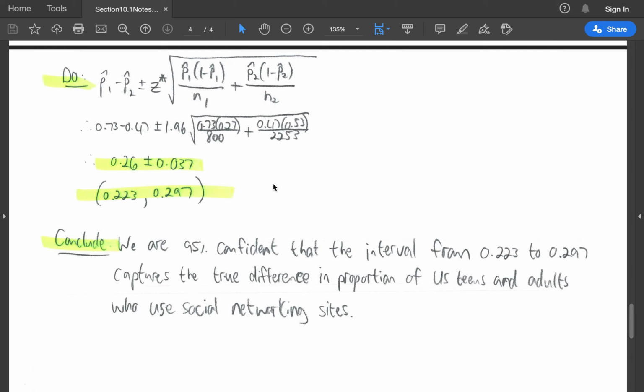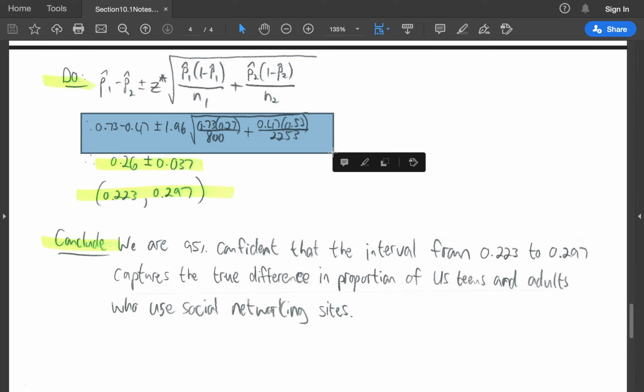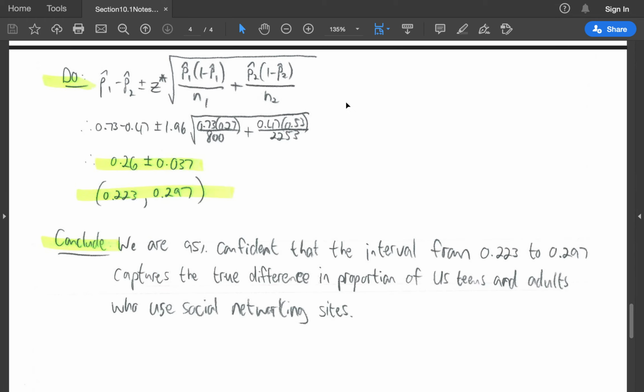Example 2. It was the one about US teens and adults and social media usage that we just did. Here was our do part, but now we want to do this on the calculator. You never want to actually enter any of this kind of stuff in your calculator. That's just trouble waiting to happen.